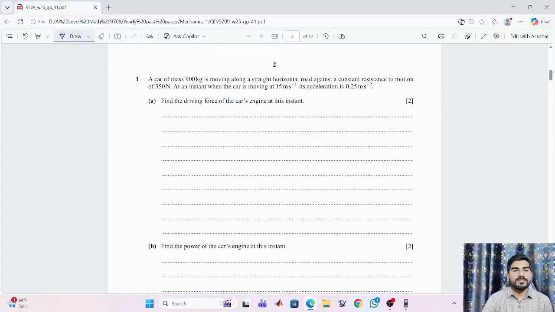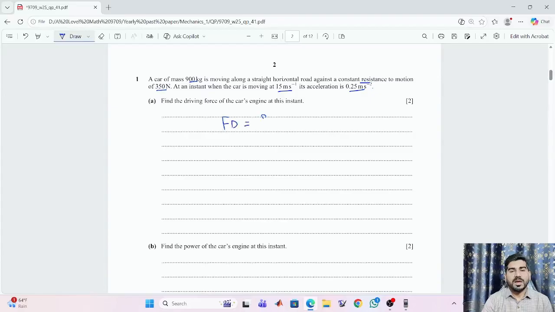Okay, question number 1. A car of mass 900 kilogram is moving along a straight horizontal road against a constant resistance. The mass of the car is 900 kilogram and the resistive force is 350 Newton. At an instant when the car is moving with the speed of 15 meters per second, the acceleration of the car is 0.25 meters per second square. Find the driving force of the car engine at this instant. We want to find the driving force.